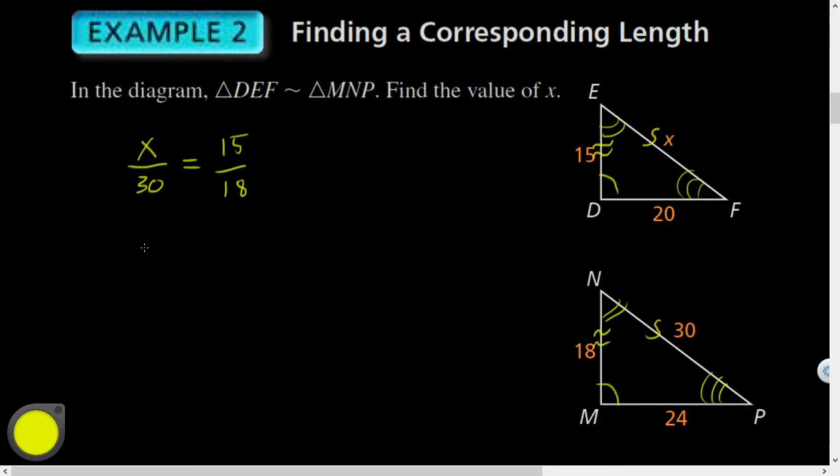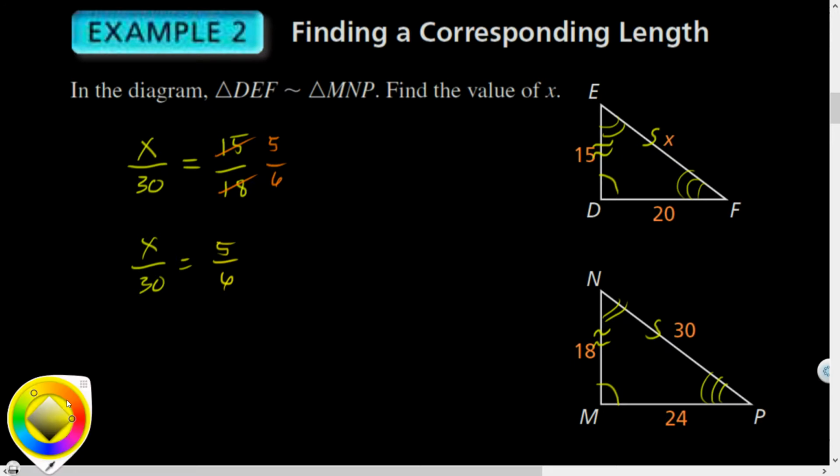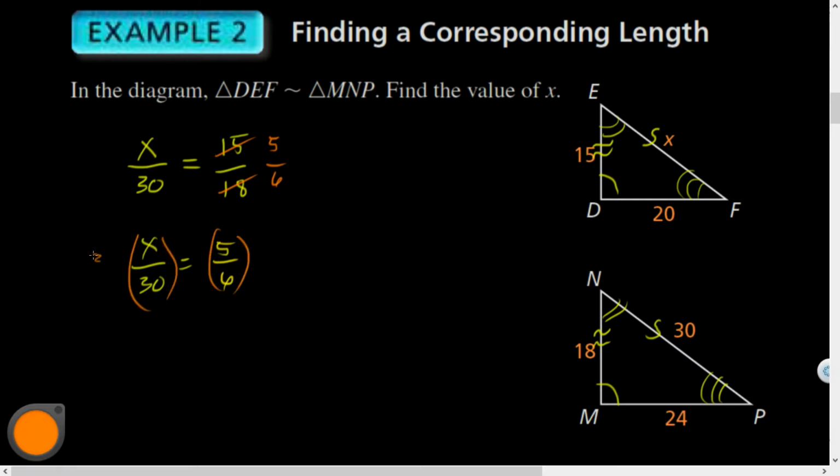Let's see. I'm going to reduce this before I do any work here. 15 and 18 are both divisible by 3. 3 goes into 15 5 times and into 18 6 times. So 5/6, right? Yeah. So if X over 30 is equal to 5/6, what could I do to solve for X? I could do the cross multiply trick, or since X is in a numerator here, I'm actually just going to multiply both sides by 30.